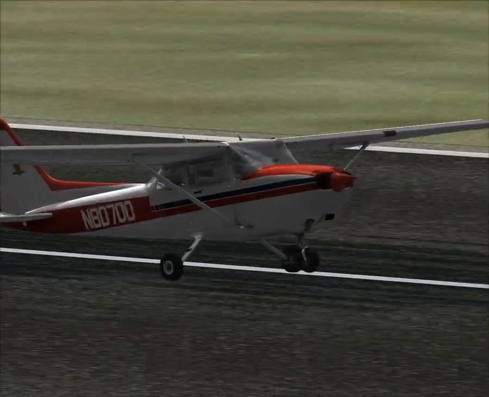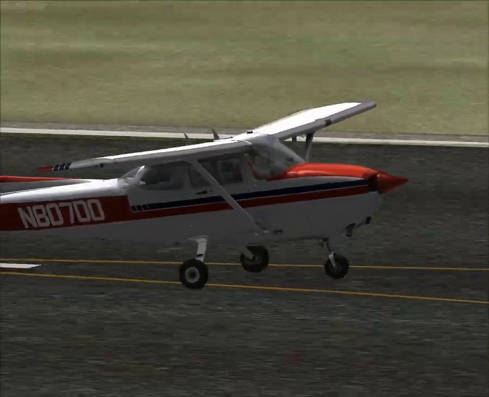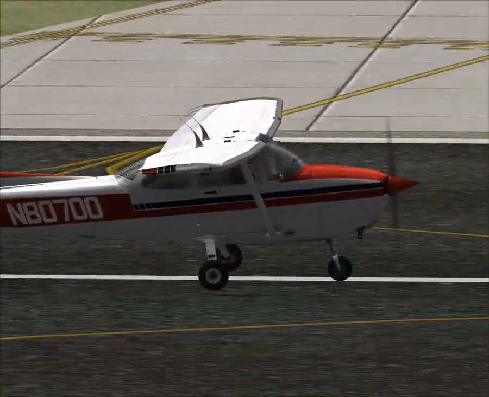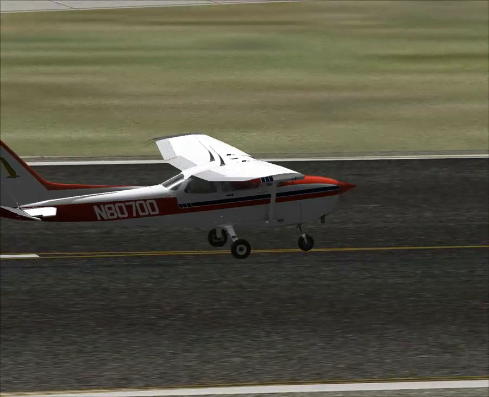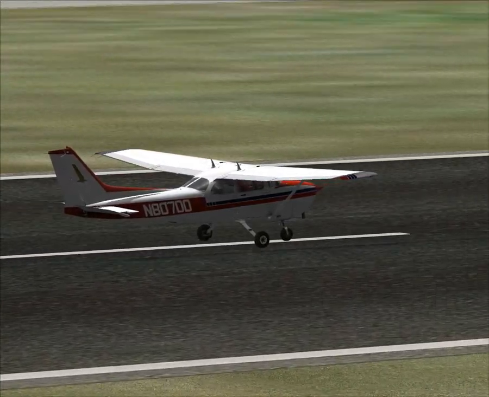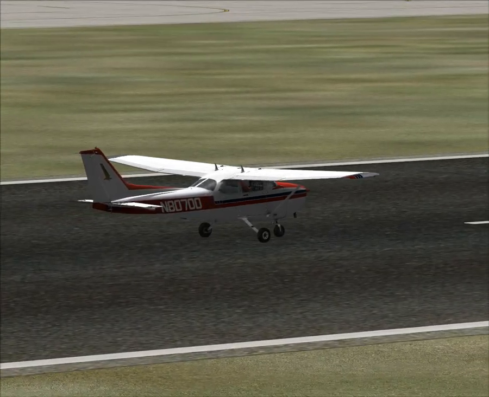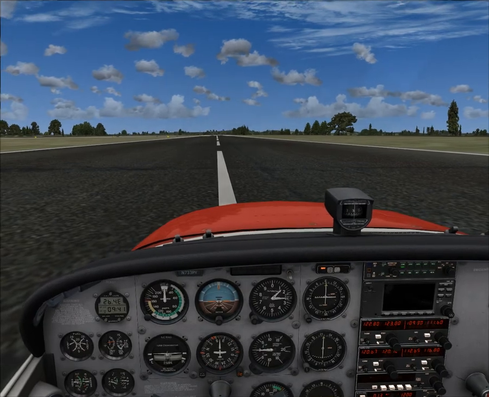So right here, I'm full back pressure, and you see that nose wheel is nice and up. Full back pressure, and the nose wheel gently comes down. And you still maintain that back pressure. You can see the elevator full up here all the way throughout the landing, because that gives you maximum aerodynamic braking and helps the aircraft slow down.